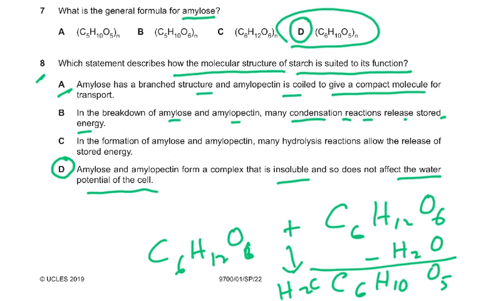Then in the formation of amylose and amylopectin, many hydrolysis reactions occur. In the formation, well, we're not interested in the formation. We're interested in why it is very good as a storage molecule. Here, please remember condensation reactions do not release the stored energy. It's only when the glucose is respired that energy is released. A student who's not clear about this would make a mistake of picking this up.